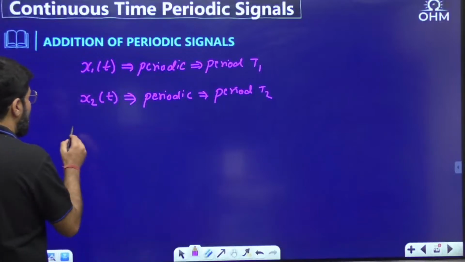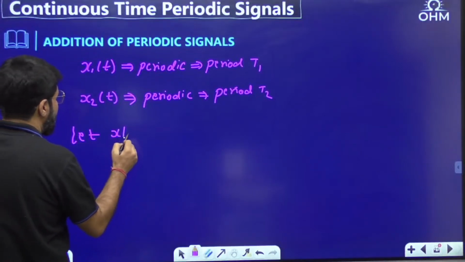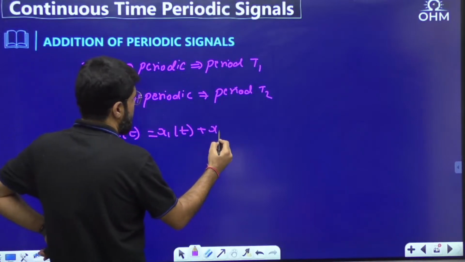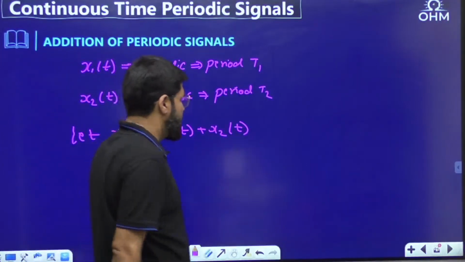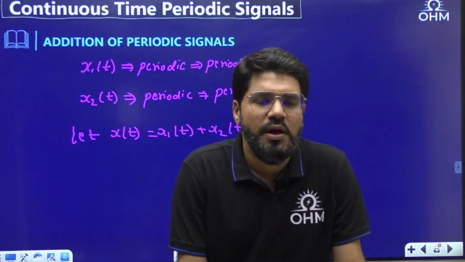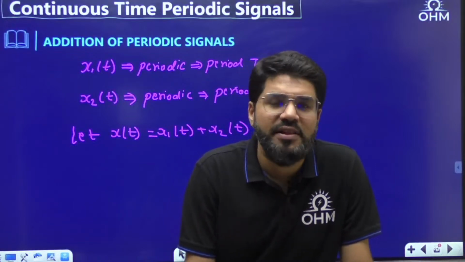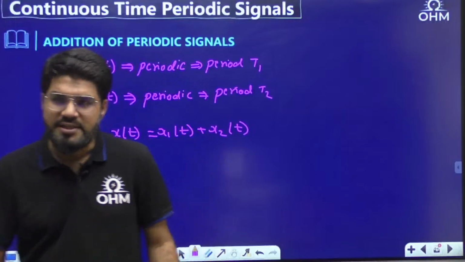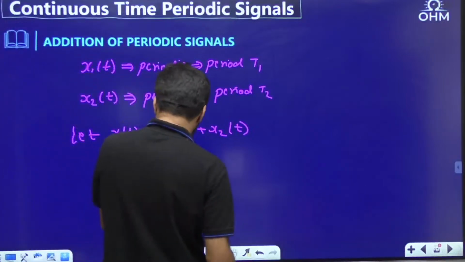Now let there be another signal x(t), which is x1(t) plus x2(t). When you add these two signals, x1 and x2 are confirmed periodic, I am telling you. But when you add two periodic signals, will the result always be periodic? Let's have a look into it.